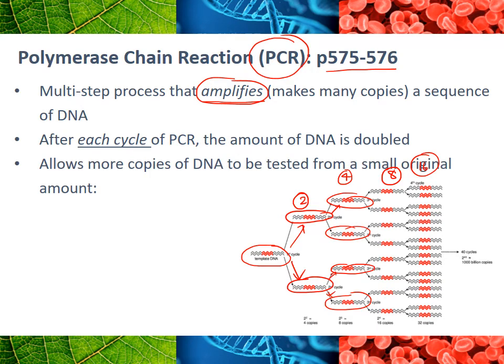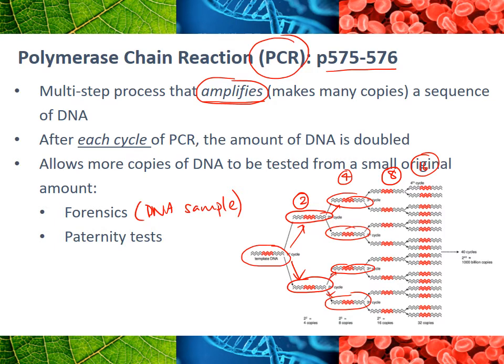This process allows more copies of DNA to be tested from a small original amount. So the reason scientists do this is that a small bit of DNA can be taken, and from that you can make thousands or millions of copies and then test each of those copies. So it's used a lot in forensics. Let's say a bit of a DNA sample was found at a crime scene, and sometimes they might just find a single hair. So they can get a small bit of DNA and then make lots of copies so that they can test it.